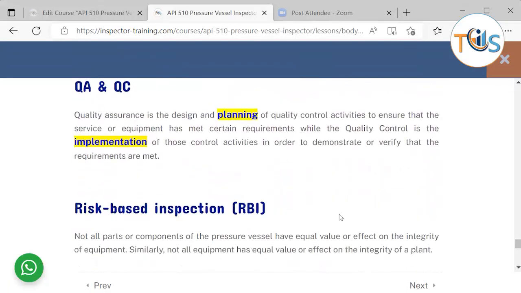QA and QC: QA, quality assurance, actually plans the verification points, and QC, or quality control, actually implements them. Okay, so that's the difference between them. One designs the quality system, and the other one actually implements it.